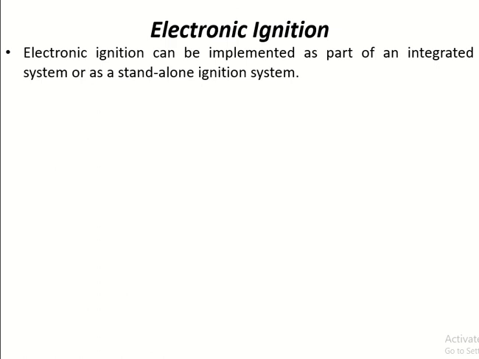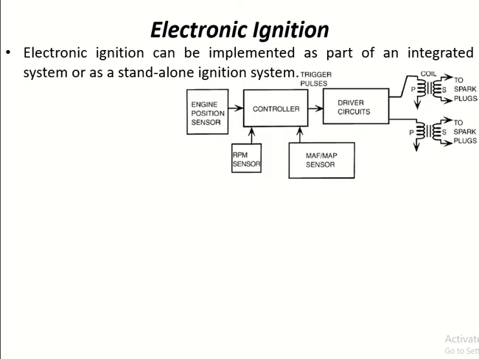Electronic ignition can be implemented as part of an integrated system or as a standalone ignition system. So this is a control diagram where there is an input taken from an engine position sensor, RPM sensor, MAF or MAP sensor. Input goes to the controller, then according to the control algorithm, trigger pulses are generated, which go to the driver circuit, and through the driver circuit it goes to the spark plug.